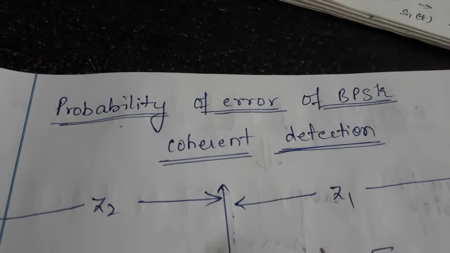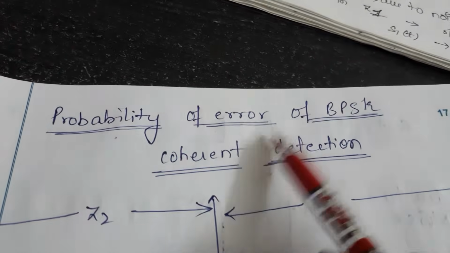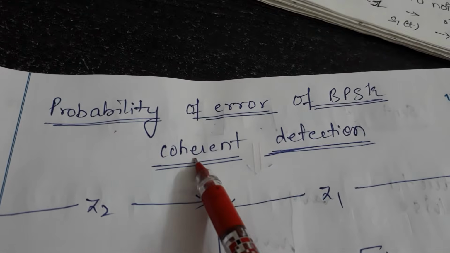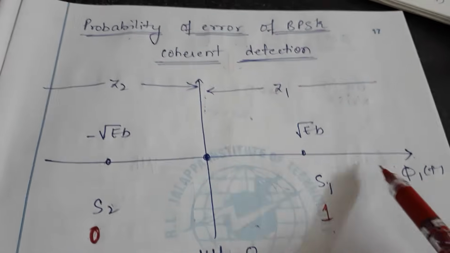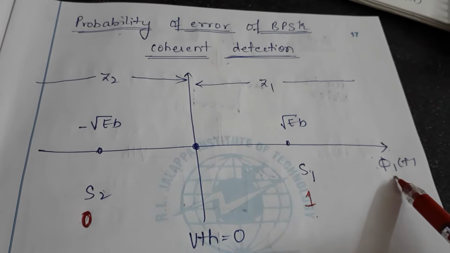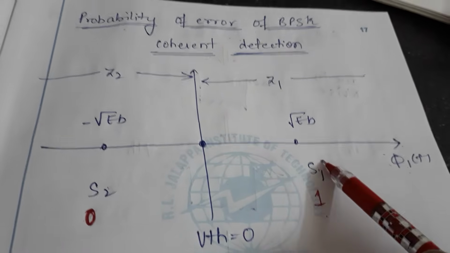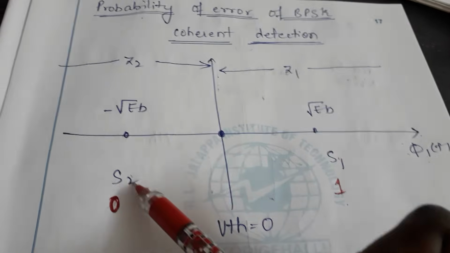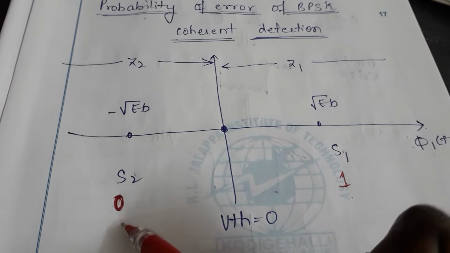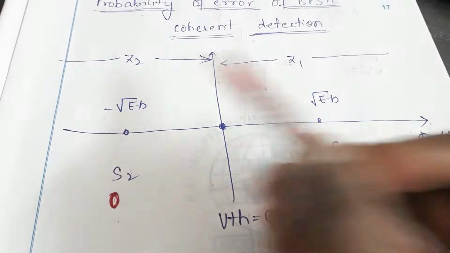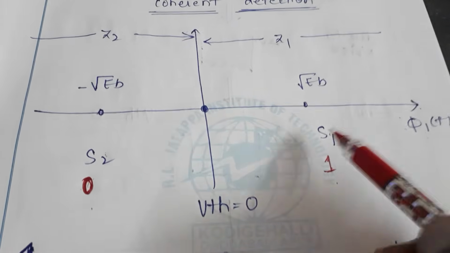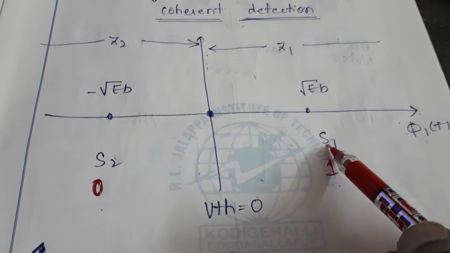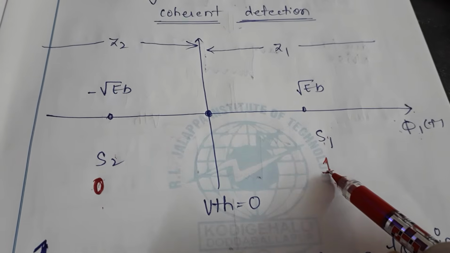I'm going to start with the next video, called probability of error for BPSK using coherent detection. This is a signal space diagram where I have a single carrier phi 1 of t, s1 represented by 1 and the amplitude is root E by 2, and s2 represented by 0, the amplitude is minus root E by 2. So what I say here is, suppose I have sent s1, or I have sent 1 as my data.